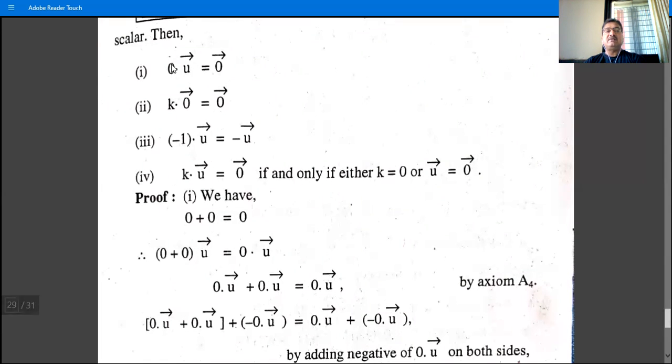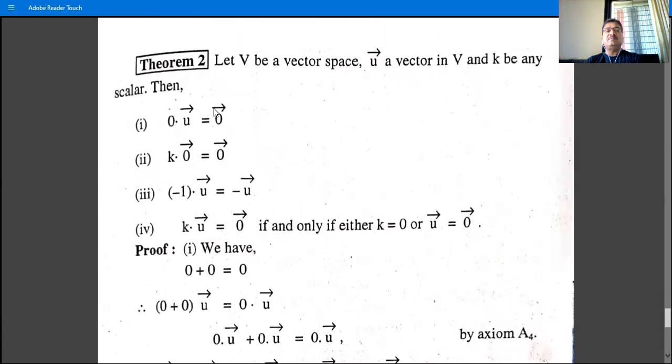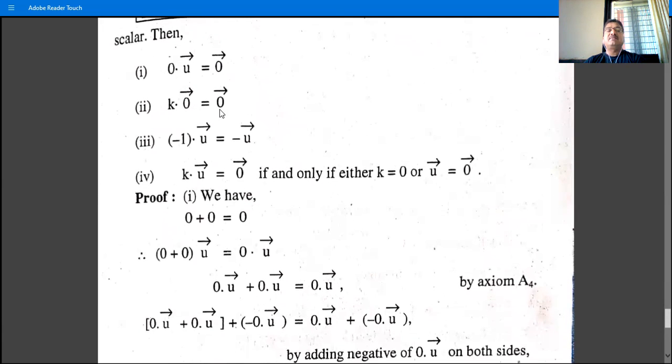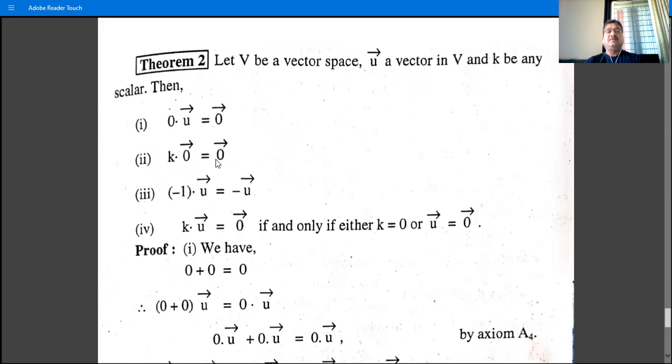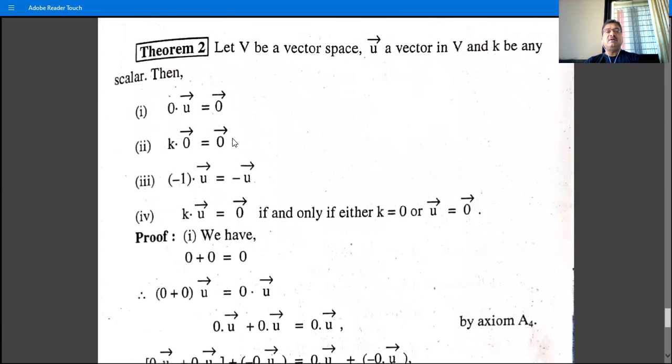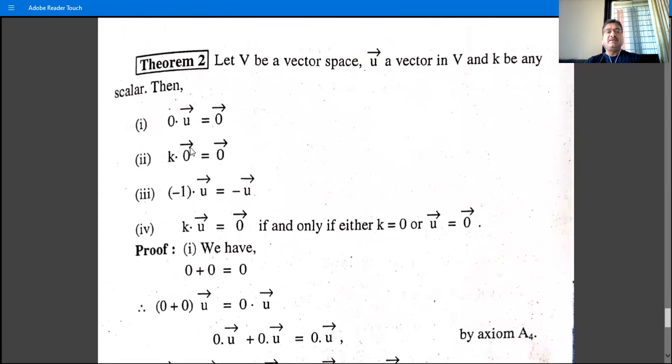Here 0 is the scalar 0. This 0 bar is the vector 0. So what is the difference between scalar 0 and vector 0? Suppose we consider R3, the vector space R raised to 3, then 0 bar is the 3-tuple (0, 0, 0), written in round brackets. And simple 0 means the real number 0. Okay, so this is the difference between simple 0 and vector 0.